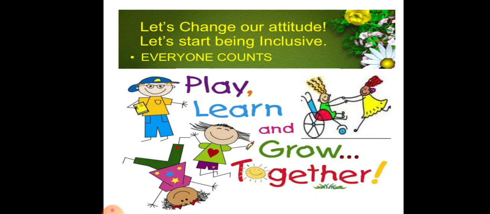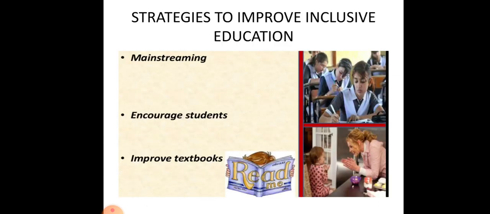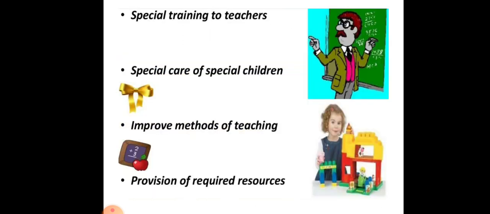Let's change our attitude. Let's start being inclusive. Everyone counts. Play, learn, and grow together. So, what are the strategies everyone has to take care of? Mainstreaming. We should not think that they are different and they should get different education. We should encourage these kinds of students to learn in the same environment. We should improve the textbooks according to their disability.